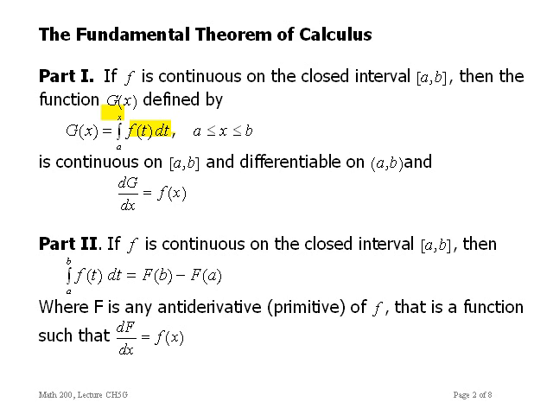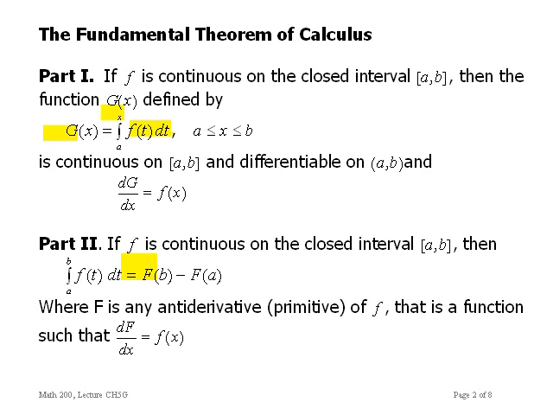Part 2. If f is continuous on the closed interval [a, b], then the definite integral from a to b of f of t dt is equal to F evaluated at b minus F evaluated at a, and F is any antiderivative or primitive of f. That is, it is a function such that the derivative of F is equal to lowercase f. Of course, there's a correlation between g and F, but I'm stating it like that because F is any antiderivative.